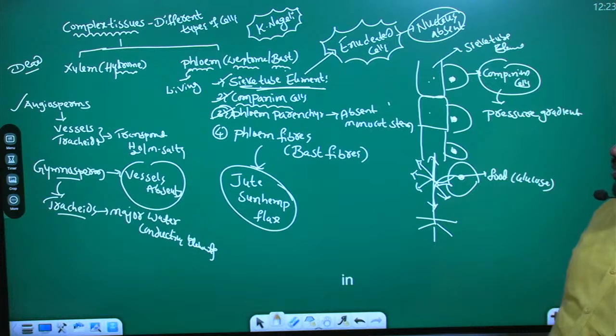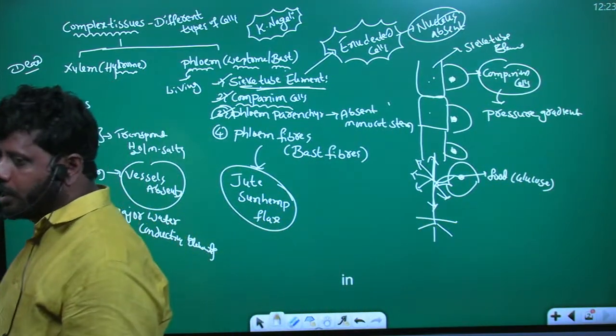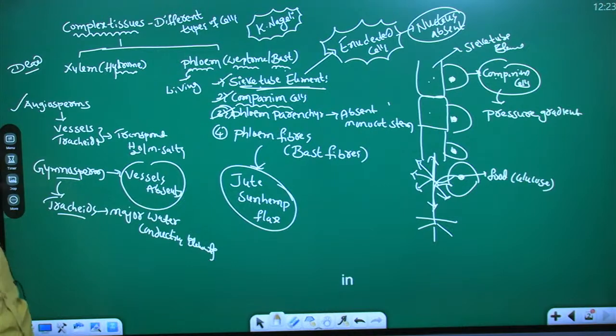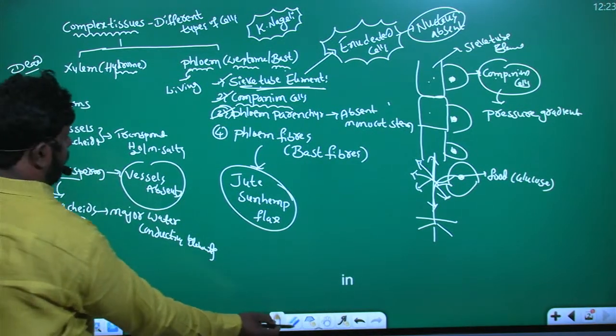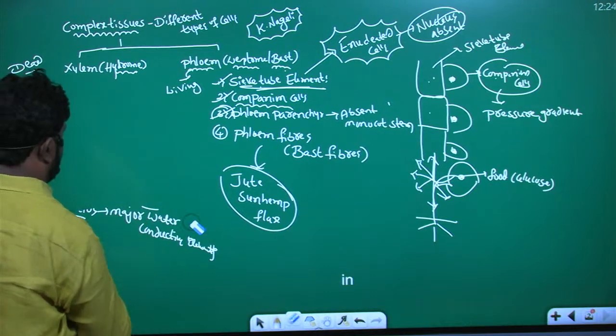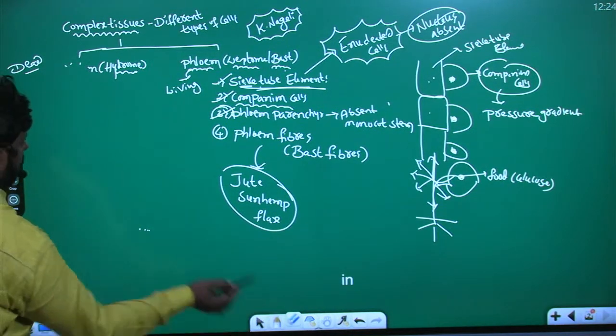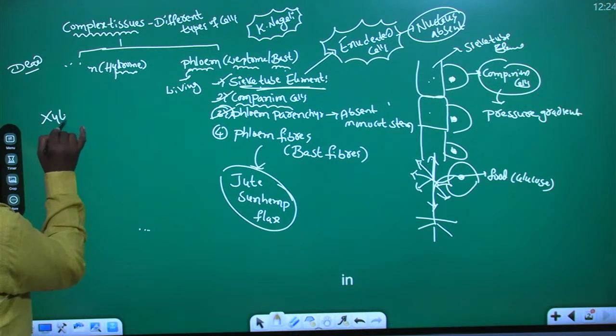So this is the information related to complex tissues like xylem and phloem. What is the function of xylem? What is the function of xylem? Transport of water and mineral salts. Xylem also transports, see, xylem also transports.